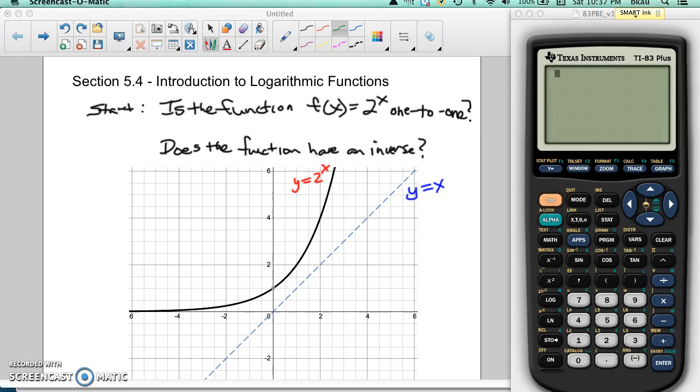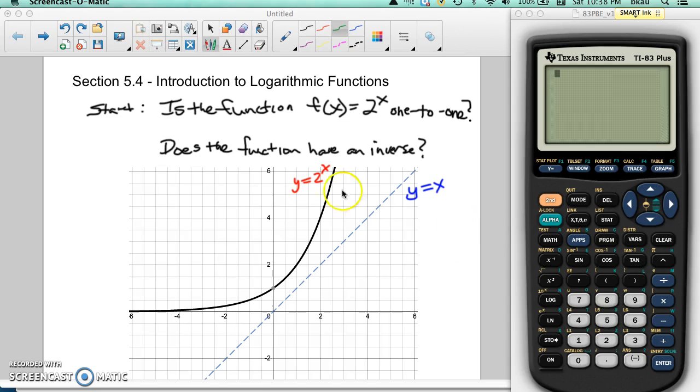Hello, and in this video we'll be looking at section 5.4. We're going to introduce what a logarithmic function is. We're going to start with the question, looking at exponential functions here: is the function f of x equals 2 to the x power 1 to 1?